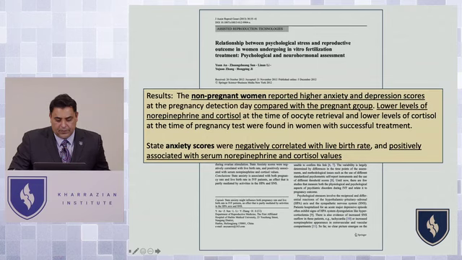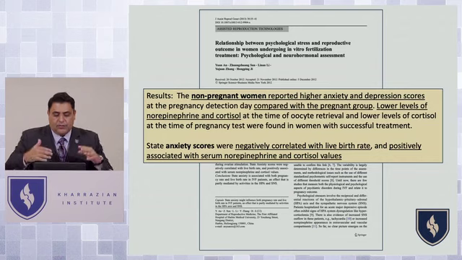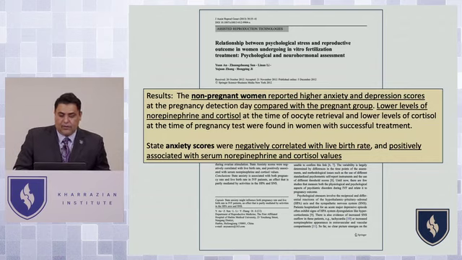Lower levels of norepinephrine and cortisol at the time of oocyte retrieval, and lower levels of cortisol at the time of pregnancy test, were found with successful treatment. So when they're doing IVF therapy, for example, when they go and extract the oocytes, if their cortisol and epinephrine was high and they were under stress, they had much less successful IVF treatment. And they found that anxiety scores were negatively correlated with live birth rates and positively associated with norepinephrine and cortisol levels.